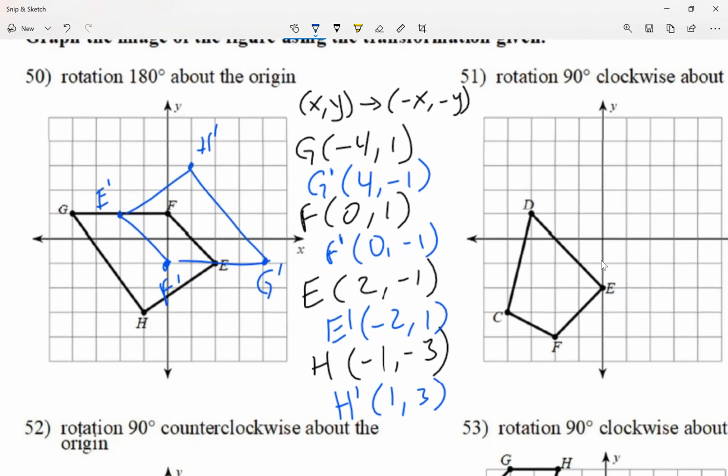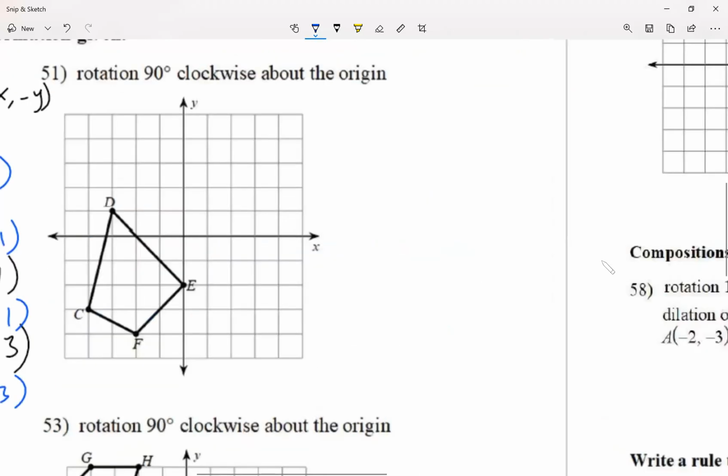It looks like my image rotated 180 degrees. So watch, grab your computer and flip it. Like literally flip it 180 degrees, and you're going to see how the black lands on the blue. Now again, for your homework, I'm only going to ask you guys for the coordinates, so you don't have to draw the points. Let's take a look at question number 51.